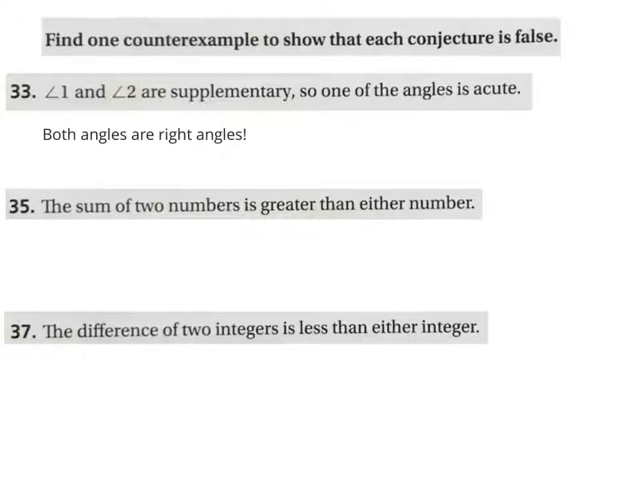The sum of two numbers is greater than either number. Okay, well, let's see. What about, and again, the counterexample just has to be one, so I'm going to say the sum of -3 plus -2 equals -5. The sum is smaller than both of those numbers. So when you're dealing with negatives or something like that, that's just the case. So again, all you need is one counterexample to prove it's false.